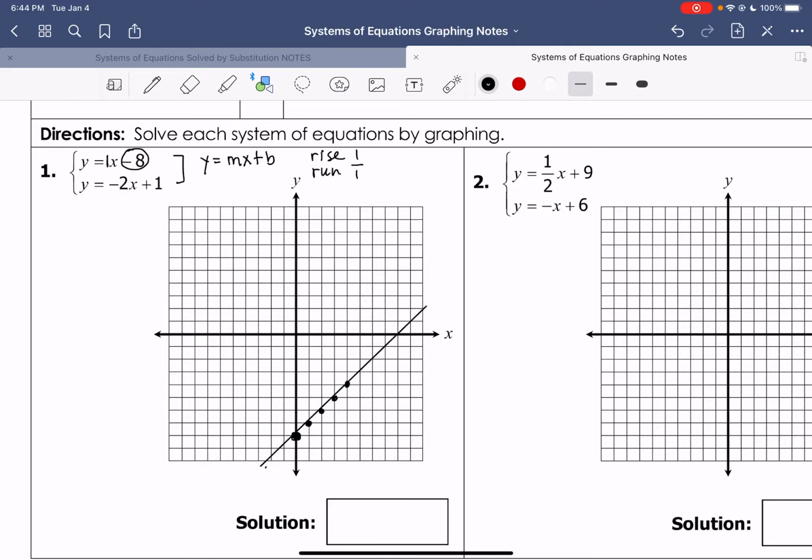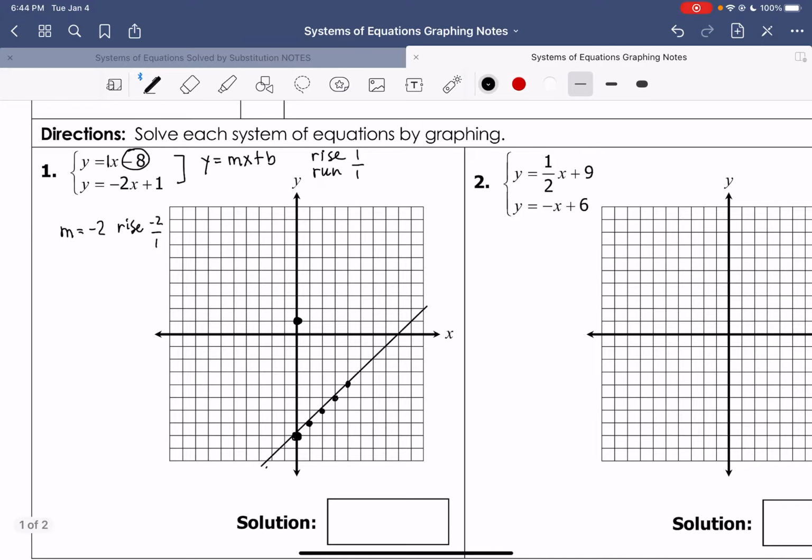And then the second line here, we have y equals negative 2x plus 1. So we have our y-intercept of positive 1, and we have our slope of negative 2. So if my m is negative 2, my rise is going to be negative 2, and my run is going to be 1. So I'm going to go up 2 and to the left 1, or I can also go down 2 from my y-intercept and to the right 1 to continue my line that way.